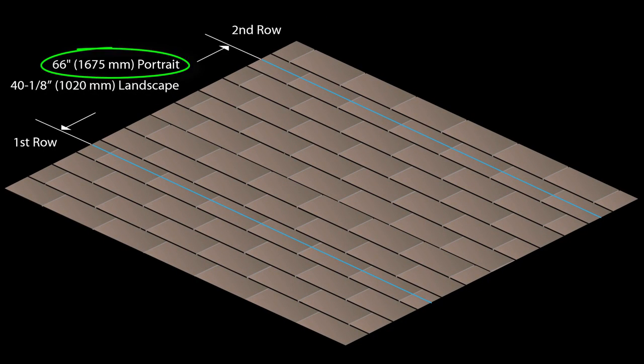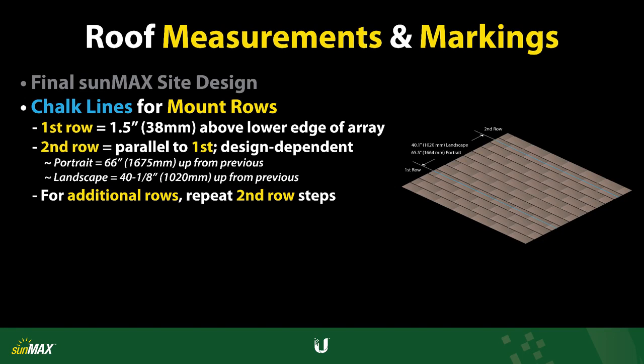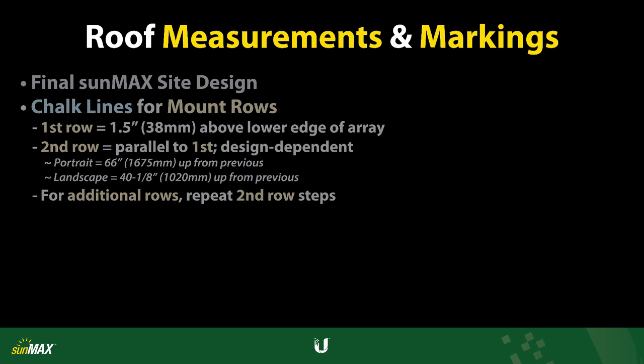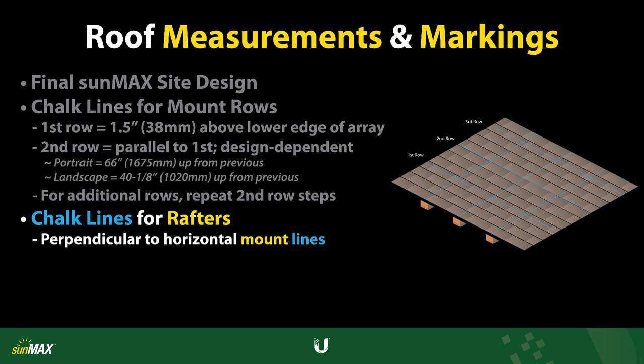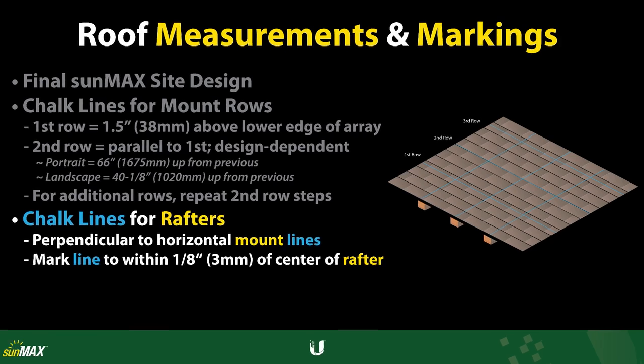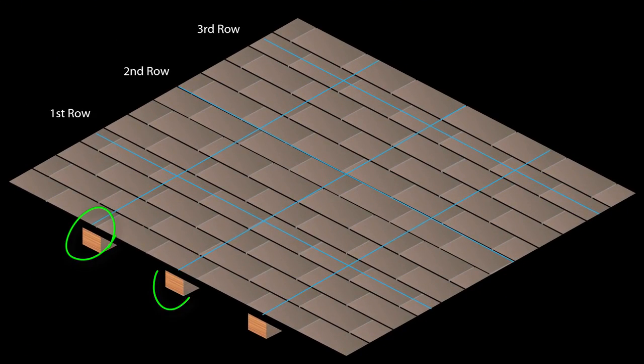For portrait designs, mark 66 inches, or 1,675 millimeters up from the previous chalk line. For landscape designs, mark 40 1/8 inches, or 1,020 millimeters up from the previous chalk line. Repeat these steps as necessary for additional rows. Next, mark the center line of each rafter, perpendicular to the horizontal chalk lines. These marks should be made to within 1/8 of an inch, or 3 millimeters, of the center of the rafter.